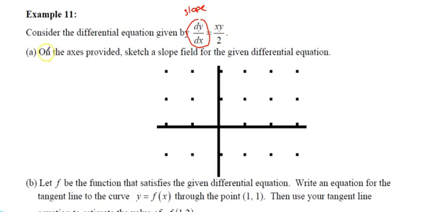So number one, A says on the axis provided, sketch the slope field for the given differential equation. So understand that here if x is 0, slope will be 0. If y is 0, slope will be 0. So all these slopes are 0. So certain key points you should be able to do it faster, that all the slopes are 0.